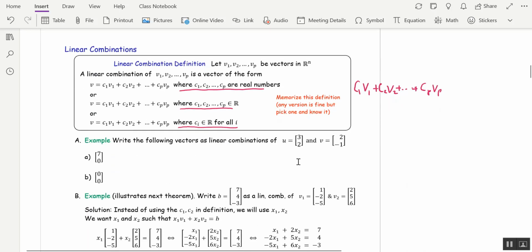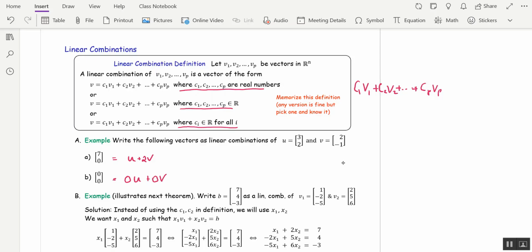Given two vectors, can we write another vector as a linear combination of those two vectors? Oftentimes we can do it by inspection. So in this case, 7, 0, if you look at this long enough, you'll say, oh, that's u plus 2v. The next one's super easy. You can always write the 0 vector as a linear combination of other vectors. This is 0u plus 0v.